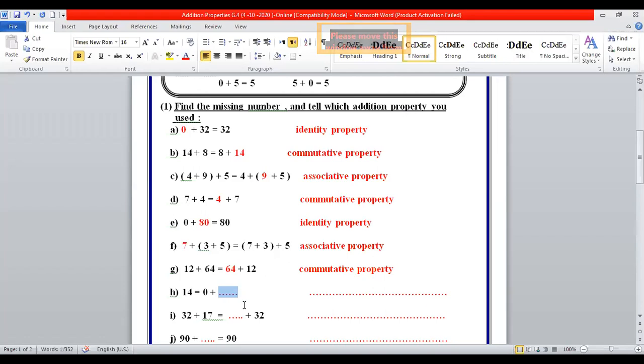Yes, Jana. 14 equals 0 plus 14. What is the name of this property? When you add any number plus 0 equals the same number, what is the name of this property? Identity property. Yes, thank you. Identity property.